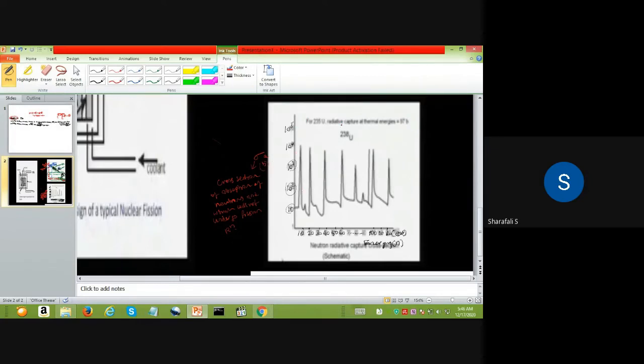Then you can see this is for uranium 238. Just increase the thickness. Then you can see that for low energy, I have just shown from 10 to some 120. Just remember that I'm showing from 10 to some 120 electron volt in this x-axis, that is the energy of those neutrons.